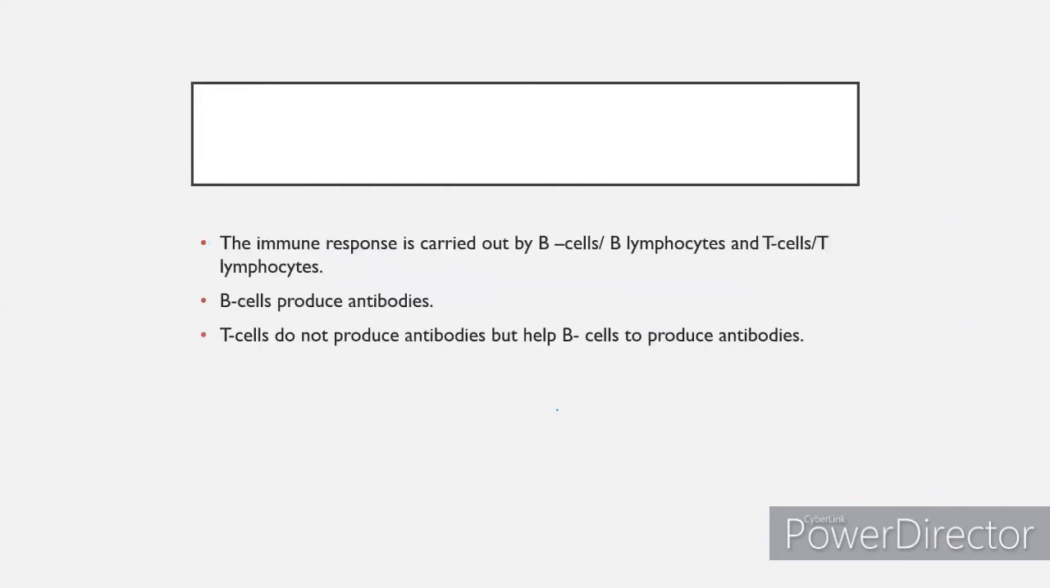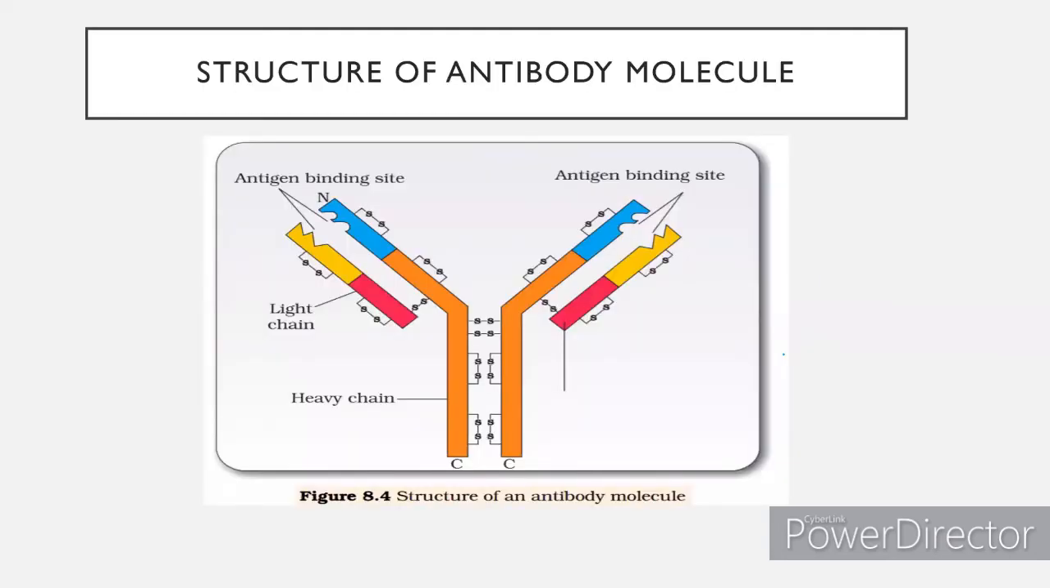Now, immune response is carried out by B cells, or B lymphocytes, as they are otherwise referred to, and T cells or T lymphocytes. B cells produce antibodies, and T cells do not produce antibodies, but they help the B cells to produce antibodies. This structure of an antibody is very important. It has come in my exam. I hope that you also read it thoroughly.